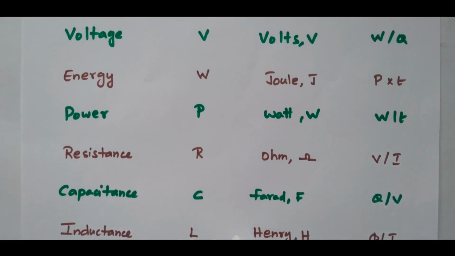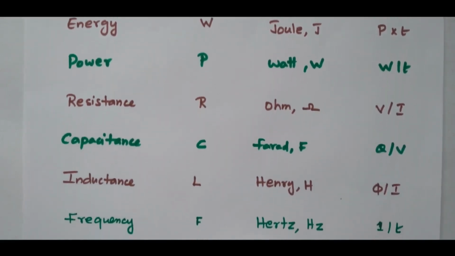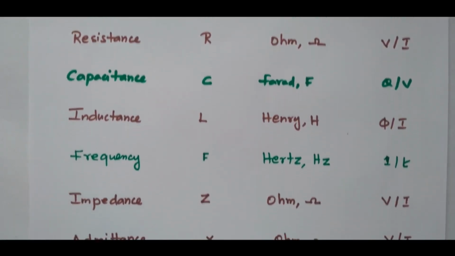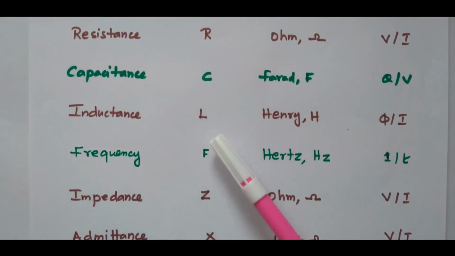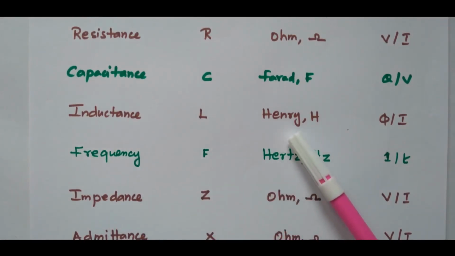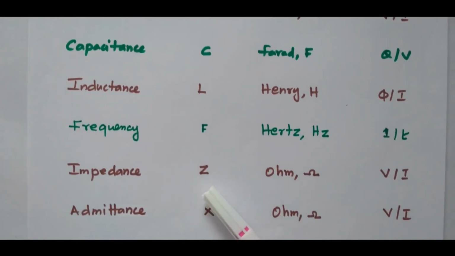The capacitance. The symbol is C. Unit farad, F. The formula is Q by V. Next, inductance L. The unit is Henry. Q by I. Then frequency. The symbol is F. Unit is hertz. 1 by T. Then impedance Z. The symbol is Z. Ohm. V by I. Then admittance. Symbol is X. Ohm. V by I.